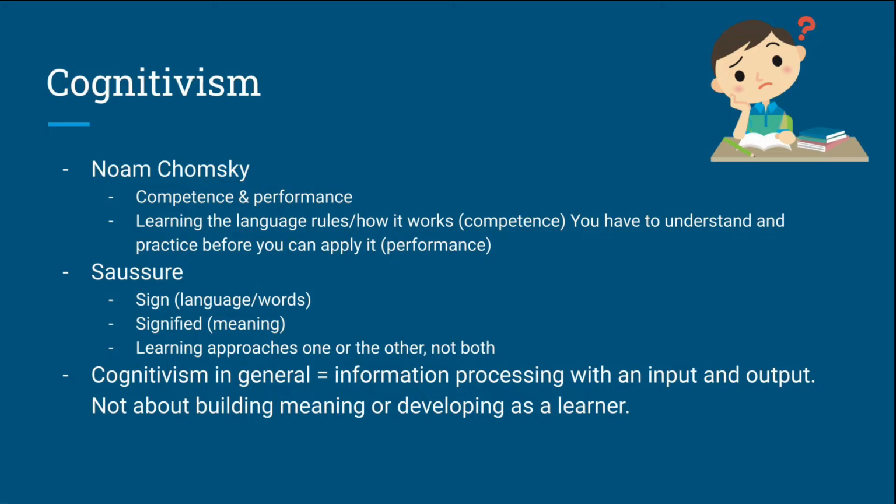Additionally, the cognitivism is shown through Saussure's idea of the sign versus the signified. And Saussure theorized that learning should focus on one or the other, but not necessarily both at the same time. The sign refers to the language or the words, whereas the signified is the meaning behind them.